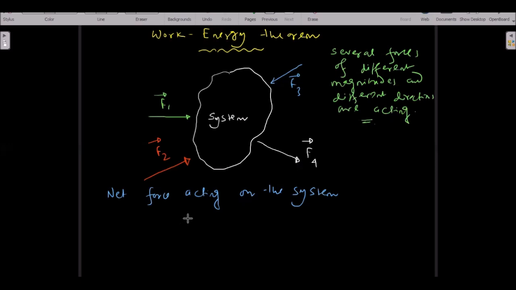Okay, sir. Okay. So the net force acting on the system, F net vector, is equal to F1 vector plus F2 vector plus F3 vector, and it will continue if there are a number of forces acting.